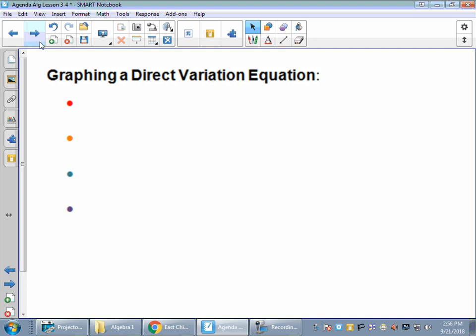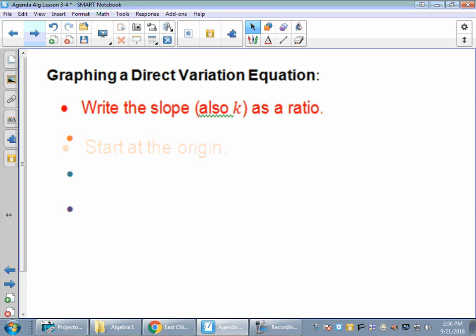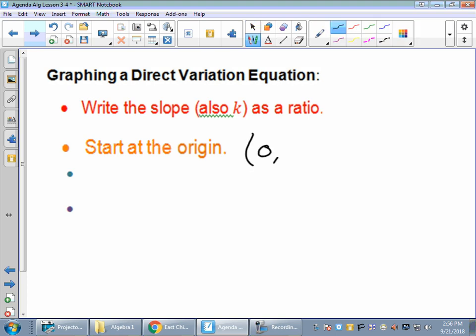All right, let's talk about graphing a direct variation equation. So a couple steps to this. The first thing we're going to do is write the slope. That's also k. We kind of proved that on the last slide as a ratio. And then we're going to start at the origin, because remember, all these go through the origin. And just a reminder, our origin is (0, 0).